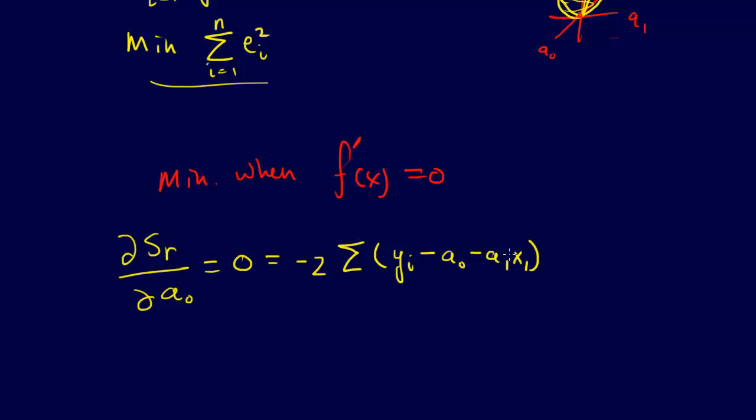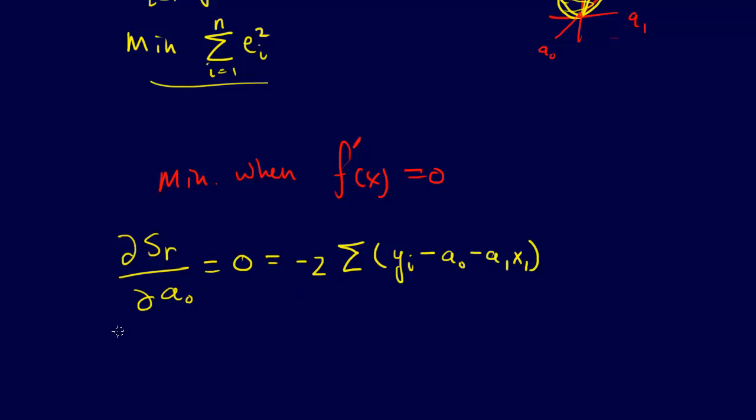We had this squared here, right? But we erased the square because when we took the derivative with respect to a naught, we had to bring the 2 out front. Then we multiply that by the derivative of the inside with respect to a naught, and that's minus 1. So the first equation is minus 2 times this sum.